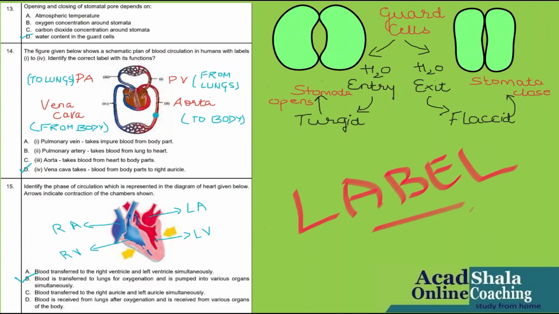The second one is aorta, that means to body. The third one is pulmonary artery. And the fourth one is vena cava. I have also written in brackets: this is from lungs, this is to body, this is to lungs, and this is from body. Now let us check among the four options whether it is coming with the correct name and explanation.